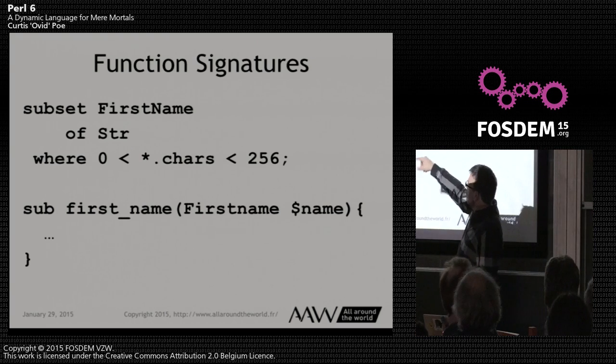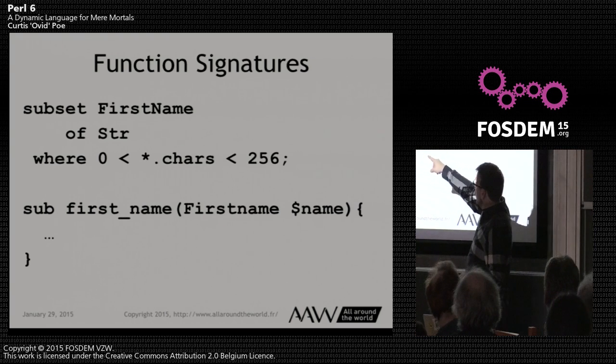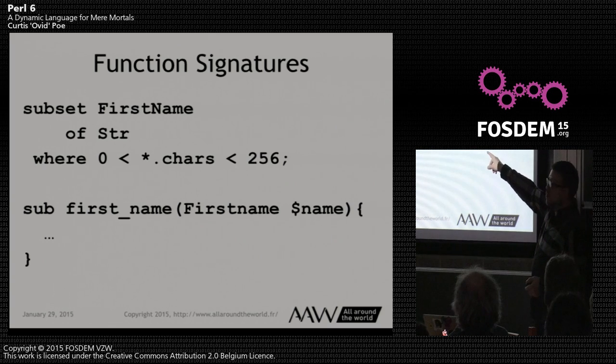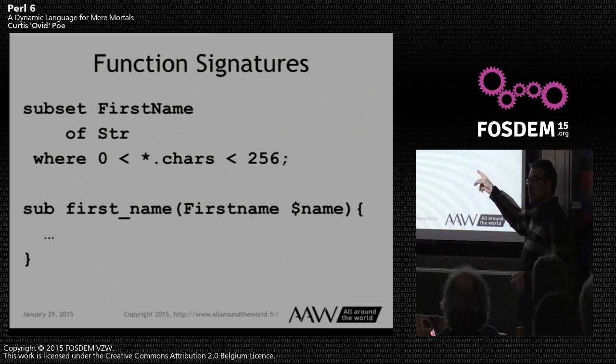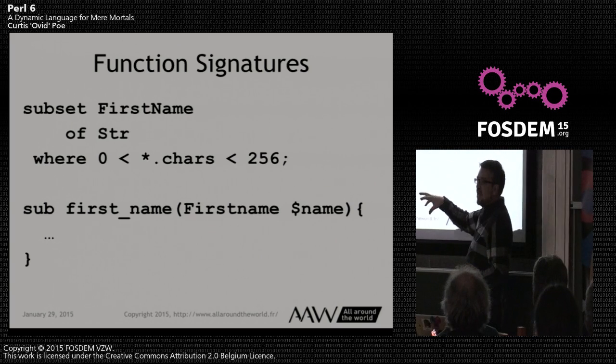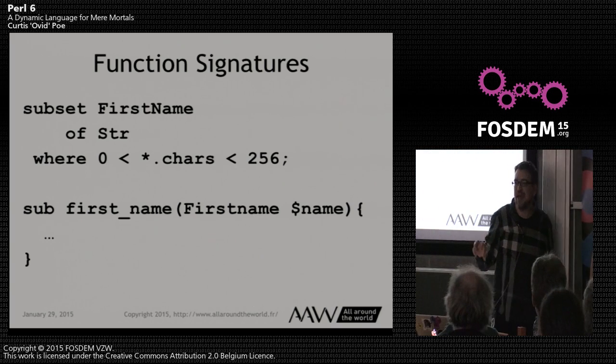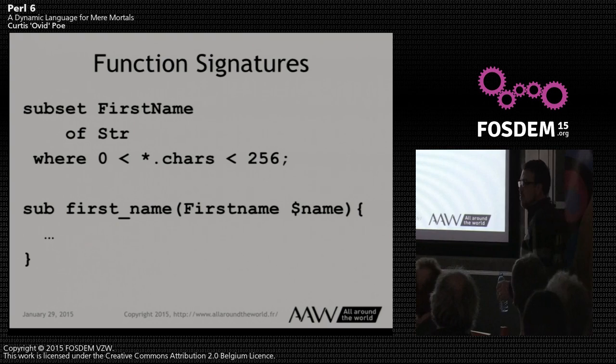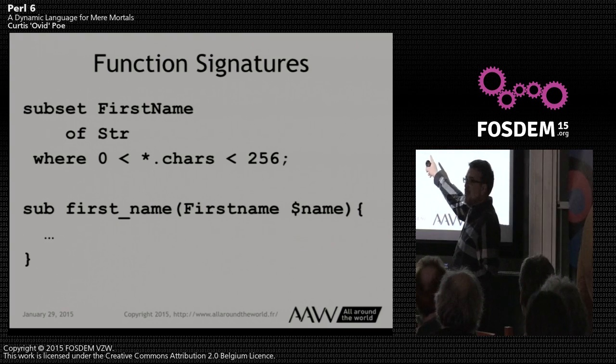But I like this one, subset FirstName of Str where 0 is less than whatever we got, chars, less than 256, sub first name, blah. That, I suspect, will be very popular in ORMs, where you need to map your types directly to the constraints the database will allow. So if you have MySQL and you're not in strict mode or better, and it has this nasty habit of truncating your data, don't worry, Perl 6 will protect you.